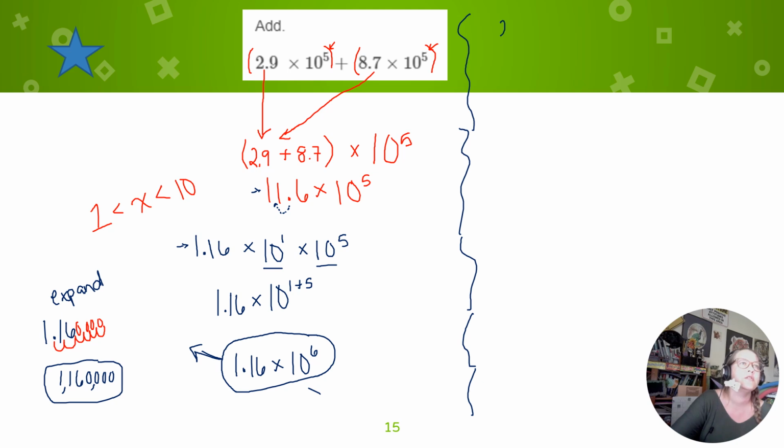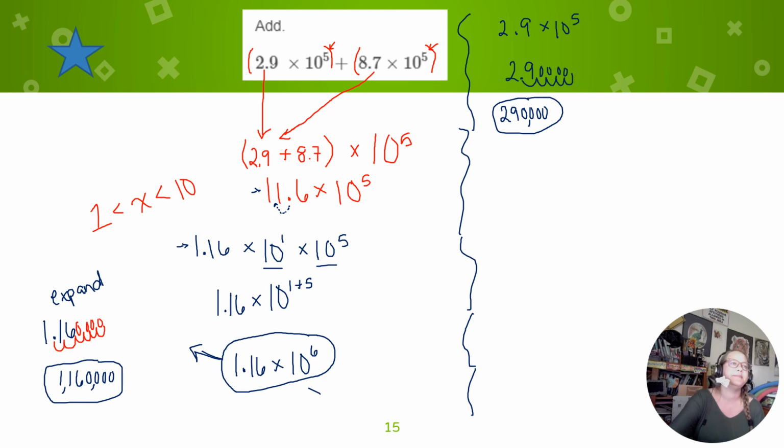So for the first one, I'm going to do 2.9. I'm going to do it way up here just so I have enough room to do both of them. So I'm up in the green right now, guys. 2.9 times 10 to the 5th power. I have my 2.9. I know I need to move that 5 times. So I'm going to move it 5 times. 1, 2, 3, 4, 5. Add in my zeros. So over here I have 290,000. It's 290,000.